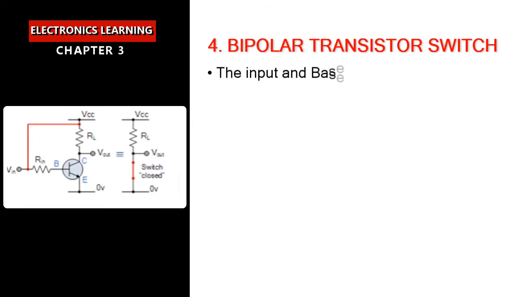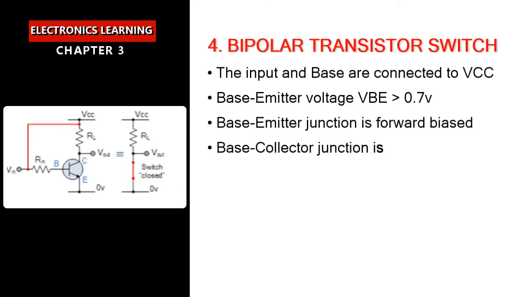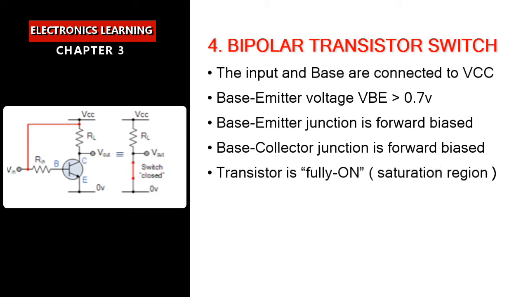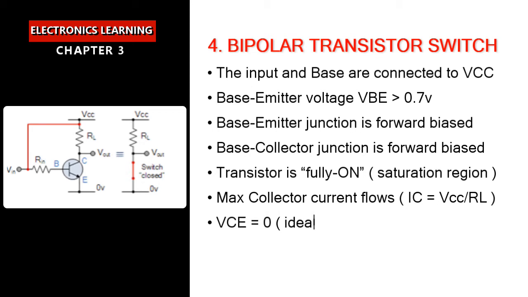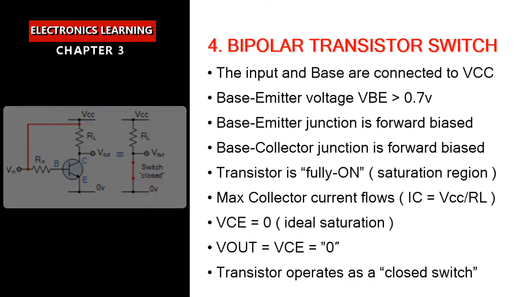The input and base are connected to VCC. Base emitter voltage VBE is greater than 0.7 volt. Base emitter junction is forward biased. Base collector junction is forward biased. Transistor is fully on, that is saturation region. Maximum collector current flows. VCE equals 0, meaning ideal saturation. Vout equals VCE equals 0. Transistor operates as a closed switch.